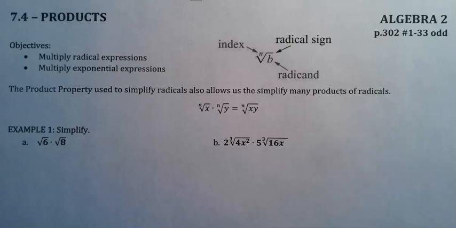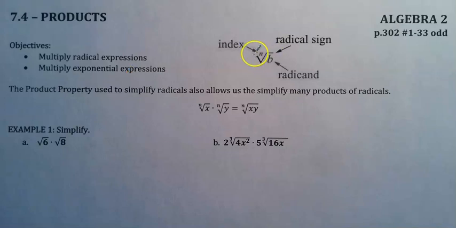All right, today we are doing 7.4 products in Algebra 2. Okay, so we're talking products again of radical numbers or radical expressions. So we're going to multiply radical expressions and multiply exponential expressions because those are kind of, again, the same thing, just two different ways to write them.